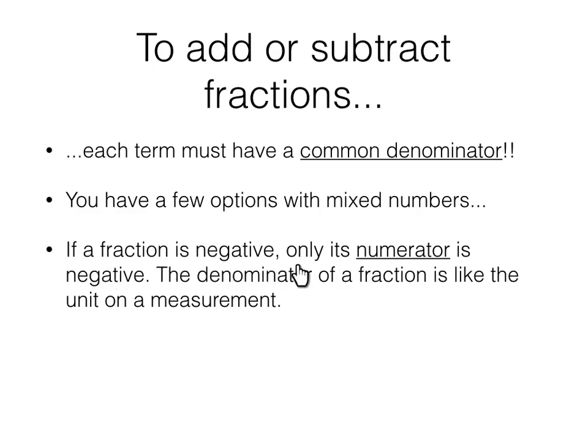If a fraction is negative, only its numerator is negative. The denominator of a fraction is like the unit on a measurement. Think about 2/5 as 2 out of 5 pieces. Negative 2/5 would be like how much of the pie that you ate that you were supposed to save for your family. If you ate 2 out of 5 pieces, you made negative 2/5 pie happen. So this is more a unit than it is a number. So this isn't negative, the 2 is. The 2 is what's negative.